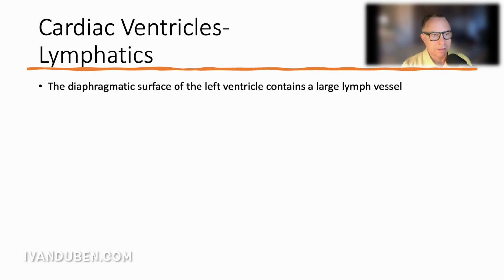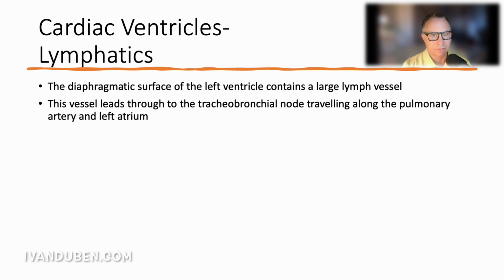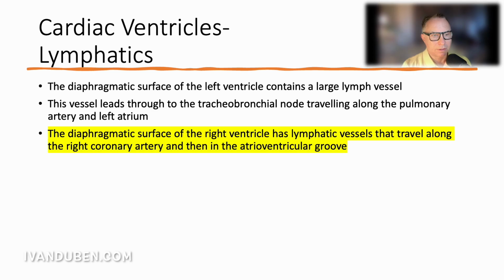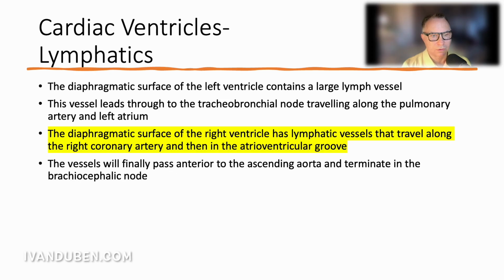Cardiac ventricle lymphatics. The diaphragmatic surface of the left ventricle contains a large lymph vessel. This vessel leads through to the tracheobronchial node, traveling along the pulmonary artery and left atrium. The diaphragmatic surface of the right ventricle has lymphatic vessels that travel along the right coronary artery and then in the anteroventricular groove. The vessels will finally pass anterior to the ascending aorta and terminate in the brachiocephalic node.